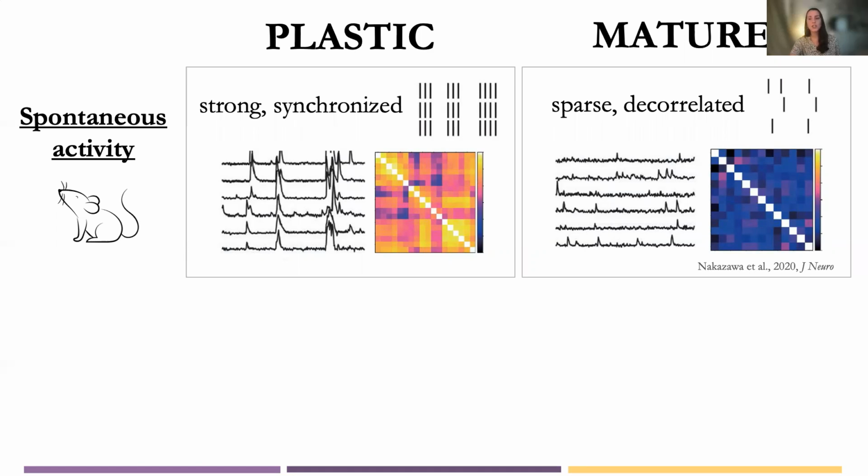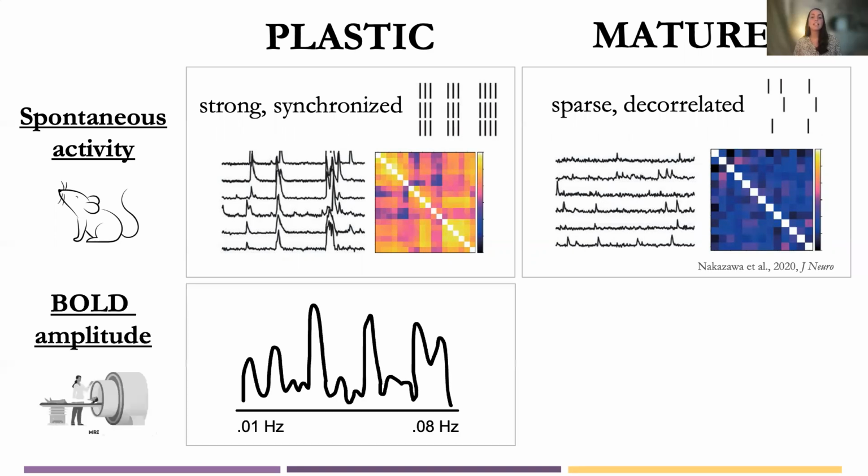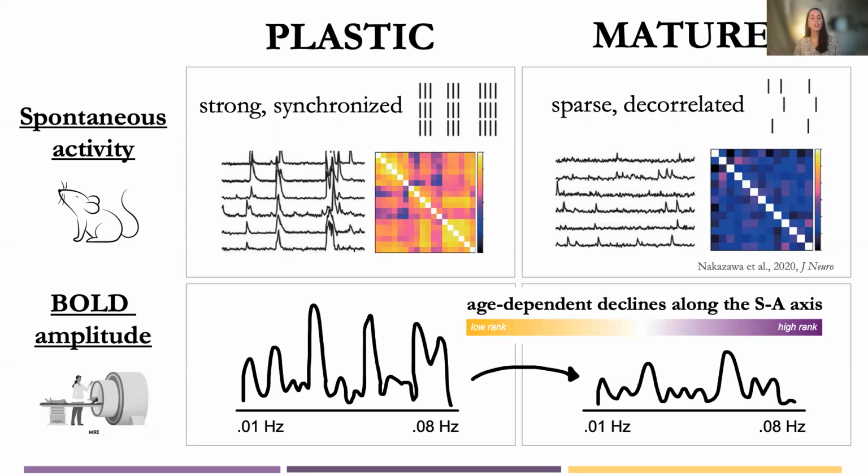fMRI is certainly not a direct measure of neural activity, but many studies employing simultaneous fMRI and electrophysiology or calcium recordings have demonstrated that a greater level of spontaneous activity or more synchronized activity will increase the amplitude of low frequency BOLD fluctuations, suggesting that BOLD fluctuation amplitude may be higher when cortical plasticity is enhanced. We therefore predicted that as plasticity is reduced and the cortex matures during childhood and adolescence, BOLD fluctuation amplitude would exhibit heterochronous declines along the cortex's SA axis.